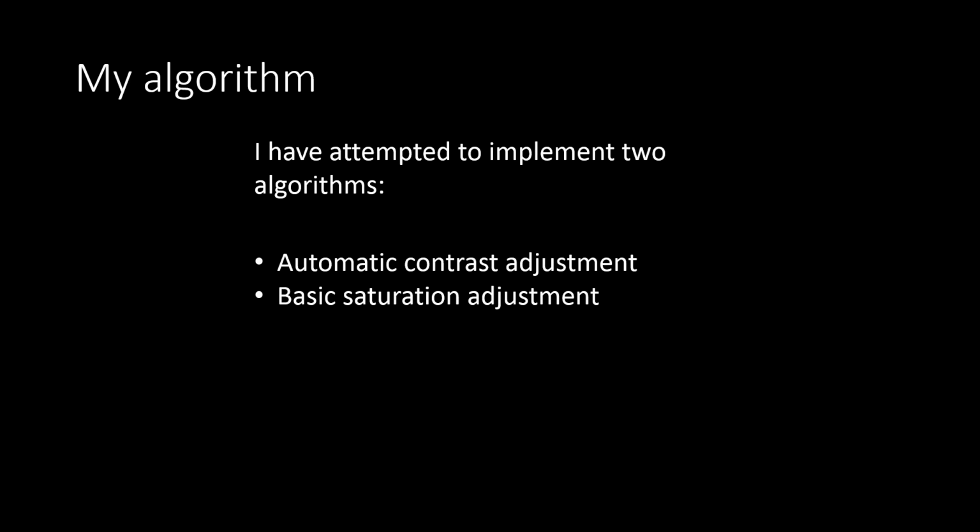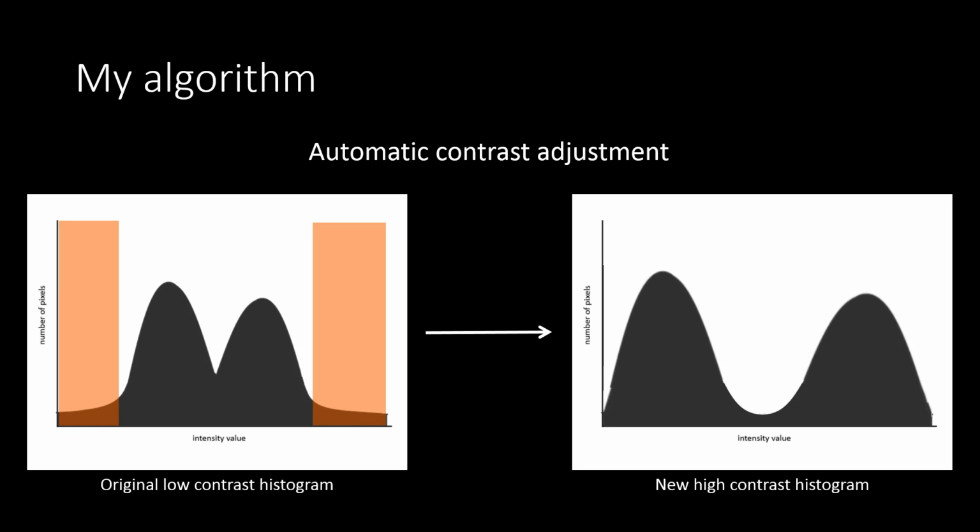I will explain automatic contrast adjustment first. So, if we take the image on the left and consider it to be a histogram of an image with low contrast, we can see that the areas in orange have not been fully used. So what we want to try and achieve is to stretch the histogram of the image so that it uses nearly all intensity values.